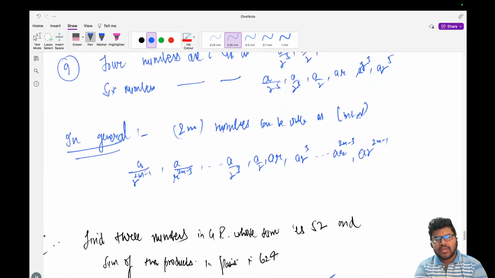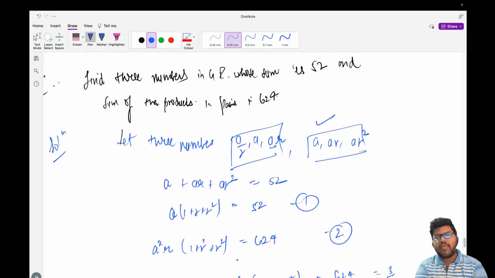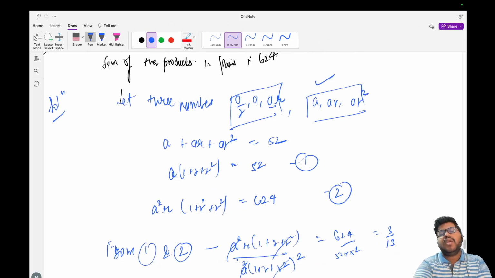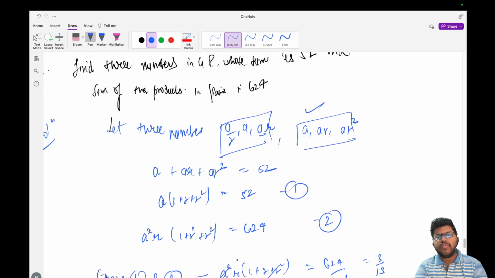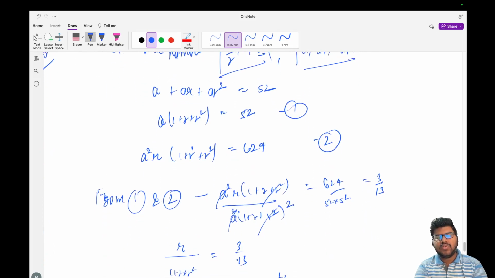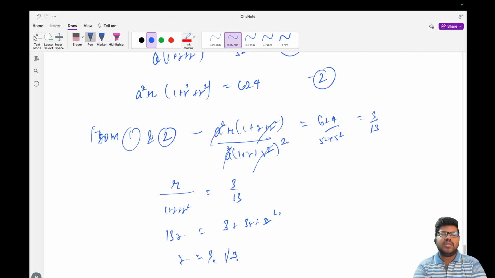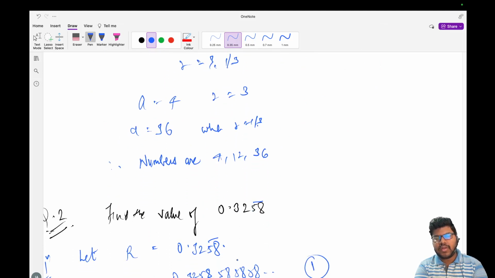And properties, then after that we have done a question regarding the three numbers in a GP having the sum of them is 52 and sum of the products in pairs. So pairs means like a into ar, then ar into ar square, right? Then ar square into a. इस तरीके से जो प्रोडक्ट्स का प्रोडक्ट है मतलब पेयर्स का, राइट, उसका सम, तो सम करेंगे तो प्लस आएगा, राइट। इस वजह से a square r common and 1 plus r square, this is equal to 624. Then we have seen the solution and try to find the numbers.